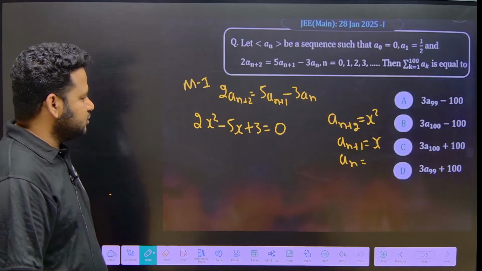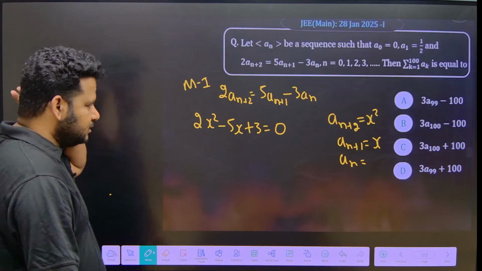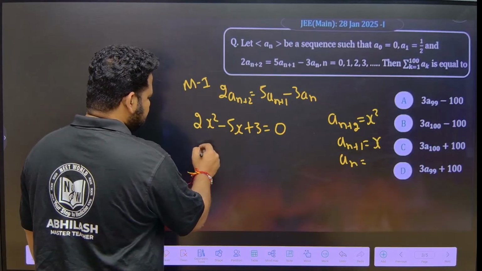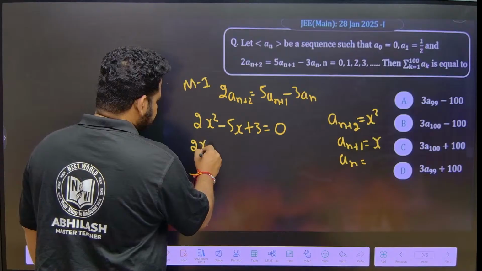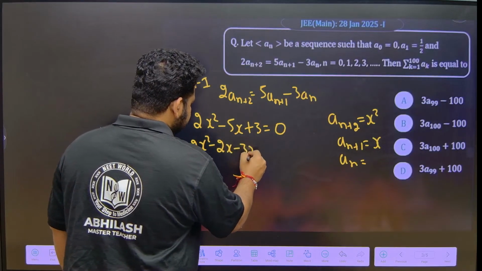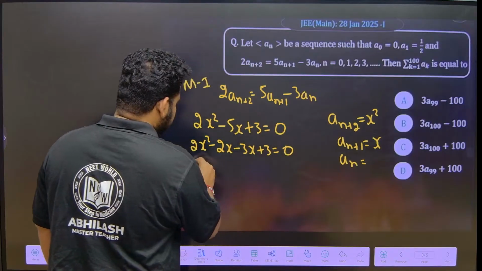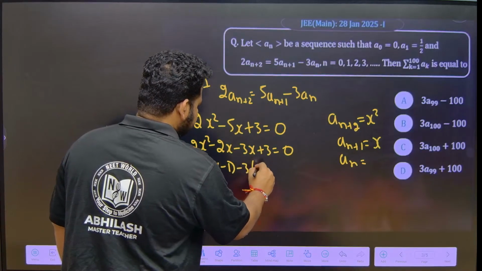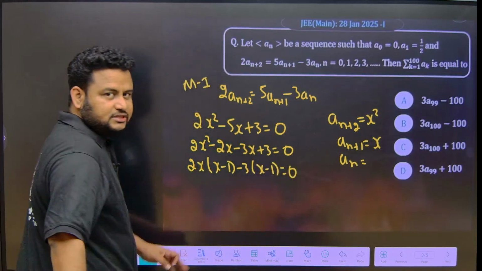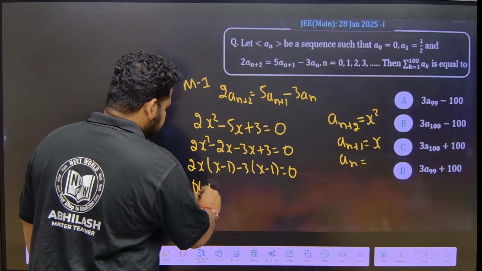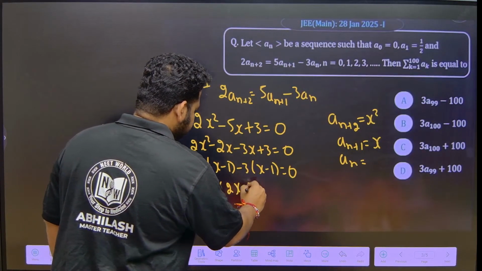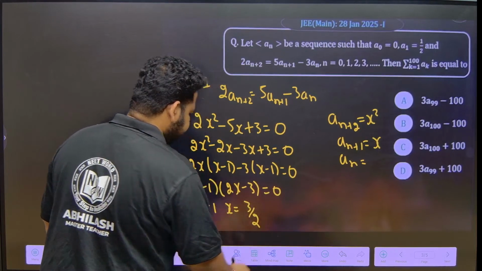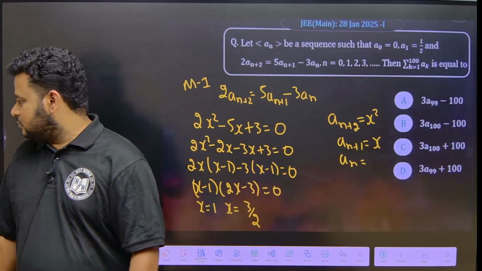This is a quadratic equation. On solving it, 2 threes are 6, so I get 2x squared minus 2x minus 3x plus 3 is equal to 0. Taking 2x common, 2x into (x minus 1), minus 3 into (x minus 1). Now (x minus 1)(2x minus 3) is equal to 0. So x is equal to 1 and also x is equal to 3/2. I hope it is clear till now.